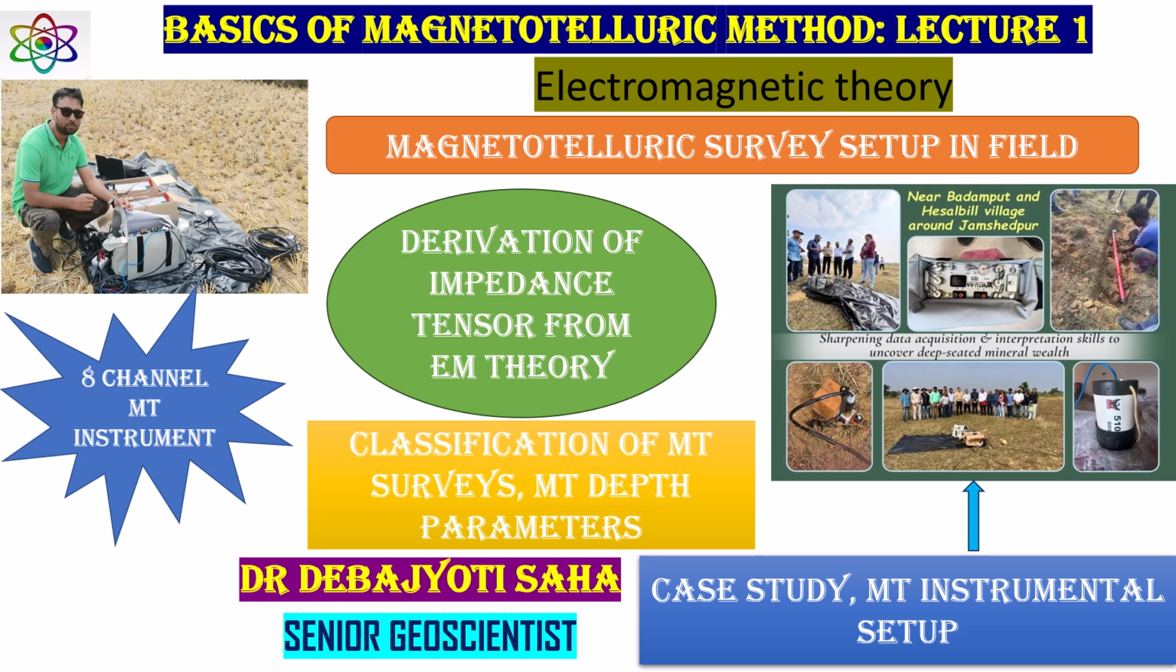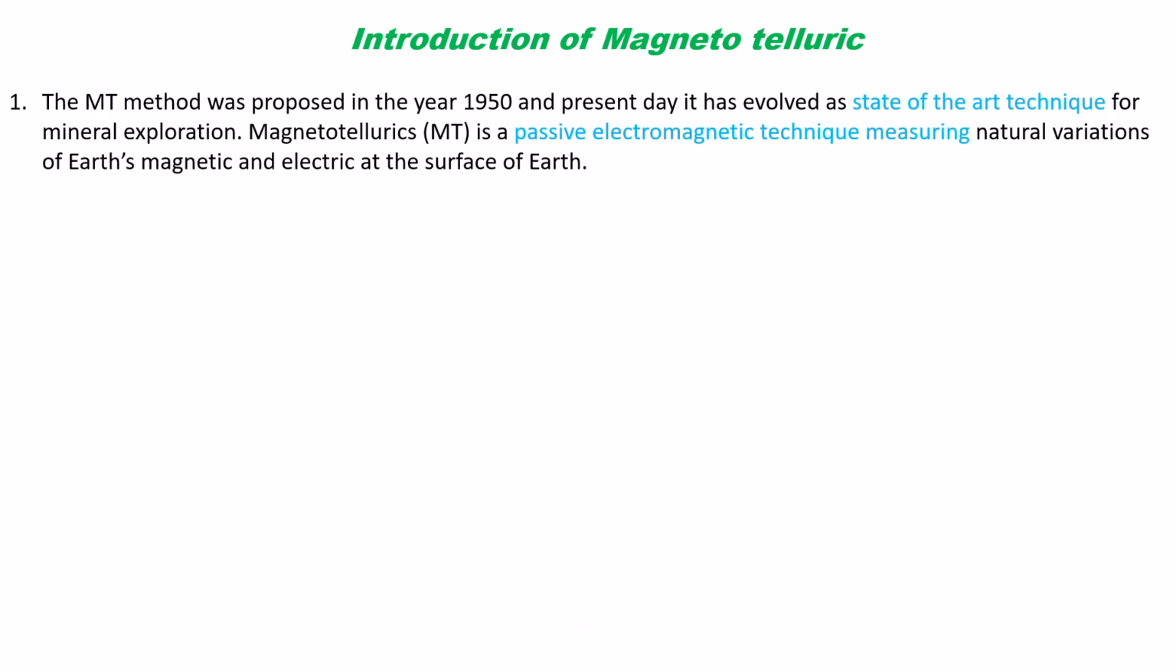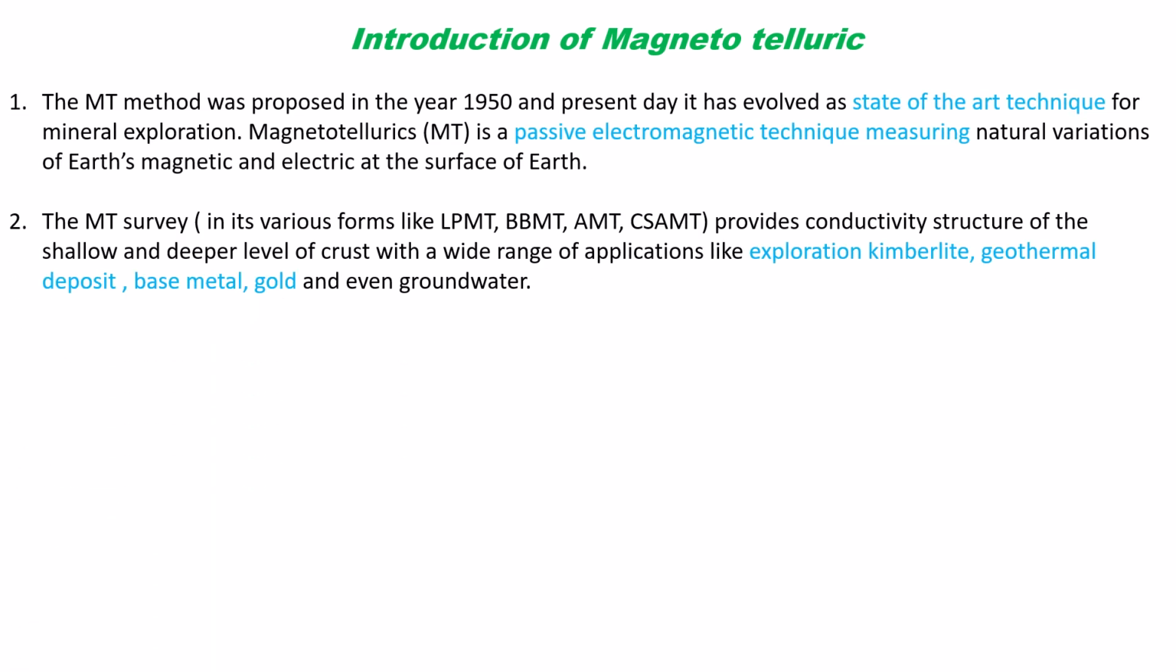So you can see the instrument and the field setup. You can easily see the electrode pot. So let's discuss in detail. First, let us talk about the magnetotelluric method. What is this? It's a state-of-the-art technique for mineral exploration, and basically it's a passive electromagnetic technique measuring the natural variation of the Earth's electric and magnetic field.